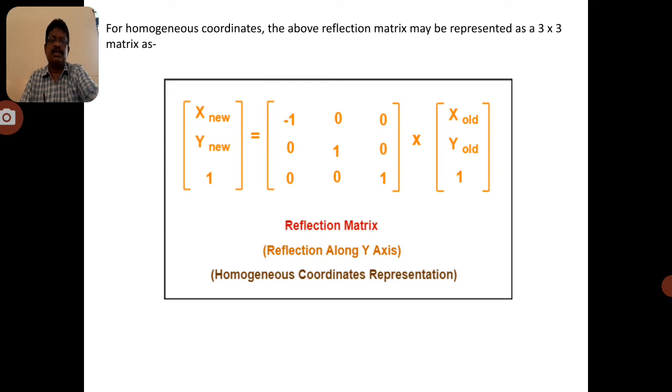This is the homogeneous equation when we consider the y-axis: x new, y new, and 1, equals the matrix minus 1, 0, 0, 0, 1, 0, and 0, 0, 1, multiplied by x old, y old, and 1. So this is the reflection on y-axis homogeneous matrix.